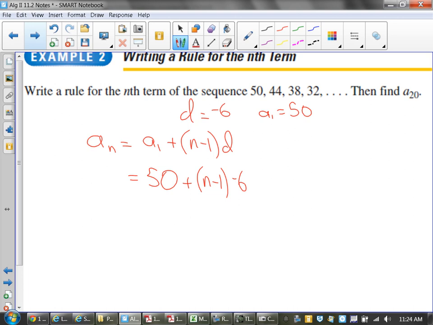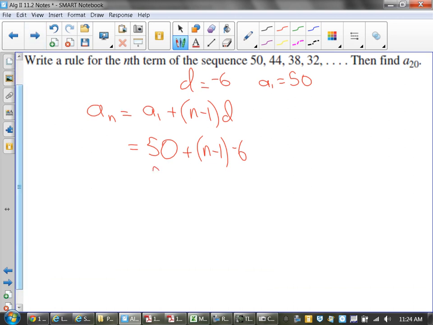All you do now is distribute the negative 6 and combine like terms. So we have 56 minus 6n. The common way of writing it is always to put this value first, the a sub n, and the n value after. That's just the common way they write it.